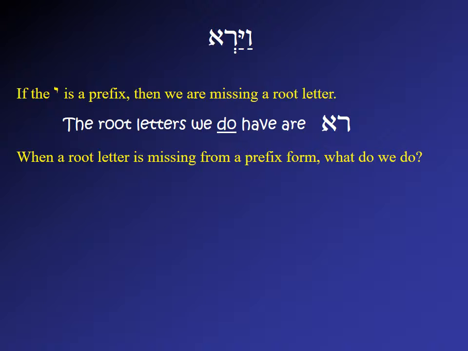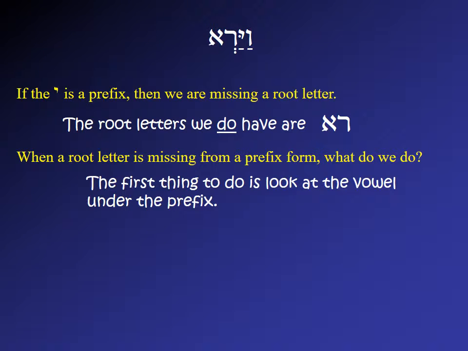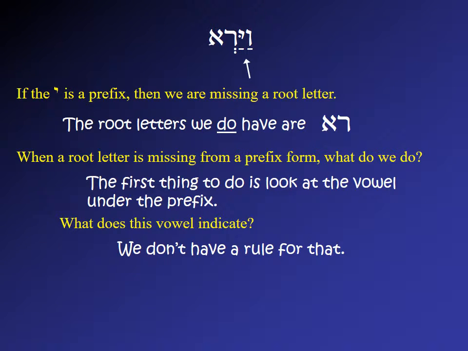So our procedure when a root letter is missing from a prefix form is to look at the vowel under the prefix. In this case, the vowel is a patach. So if the question is, what does that vowel indicate? The answer is, we don't have a rule for that. Now, we've actually seen this form before, but we haven't seen it as part of a lesson yet.